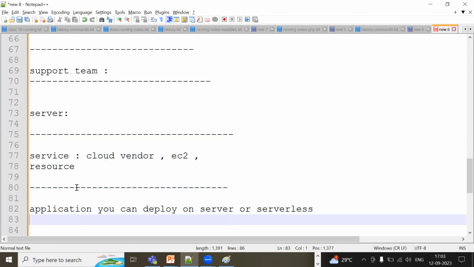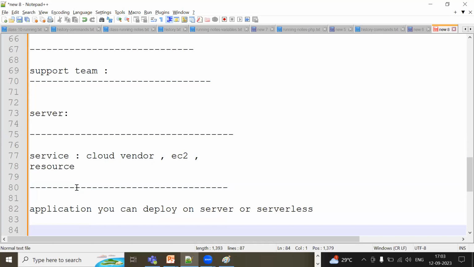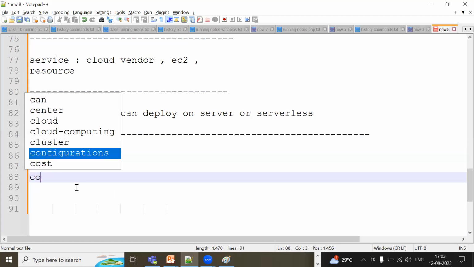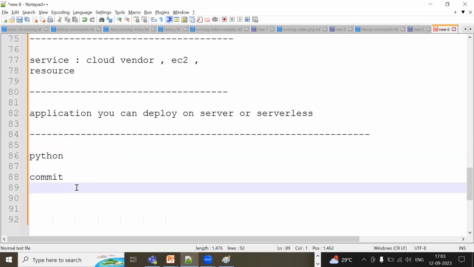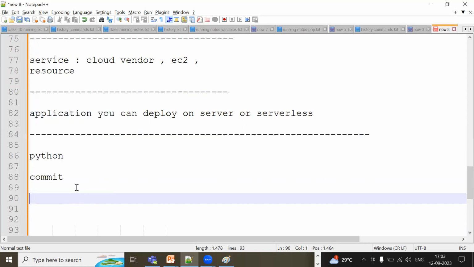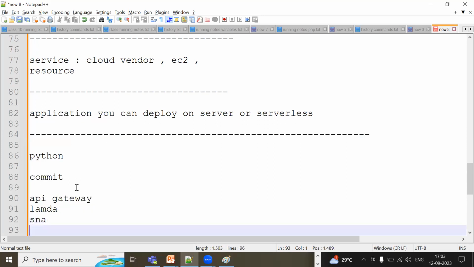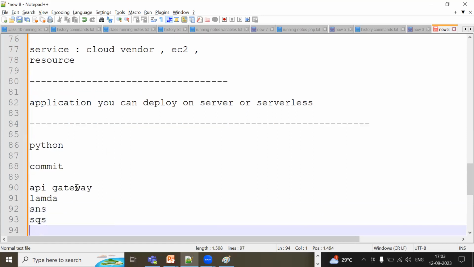So you no need to bother about how many servers there are or what the architecture is. As of now, people were not at that stage, but some very smart companies were using it. Good developers are needed. You just write the code, tell your language, say I'm using Python, and commit. They will see to the rest. Serverless services include API gateway, Lambda, SNS, SQS.